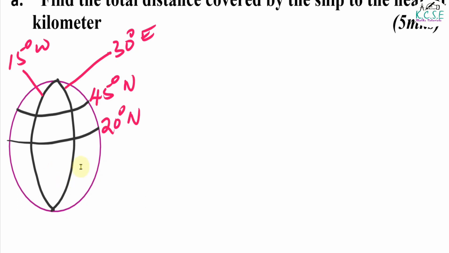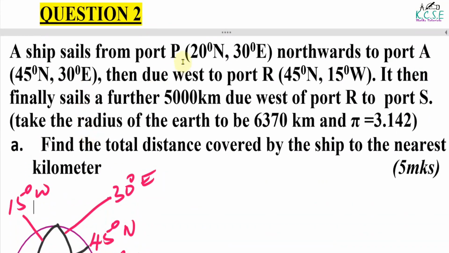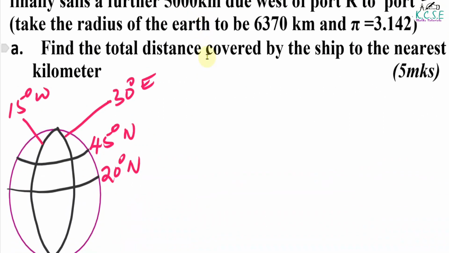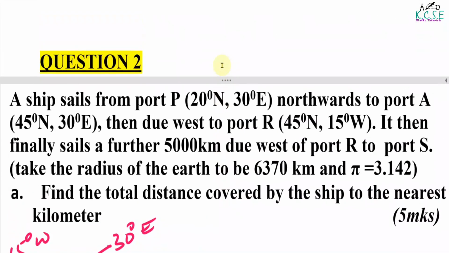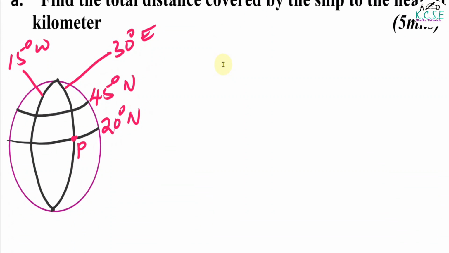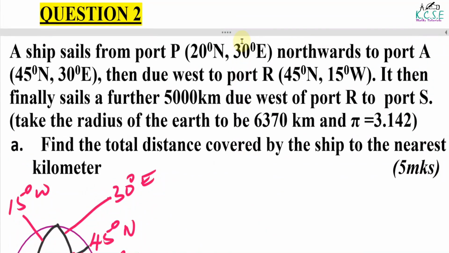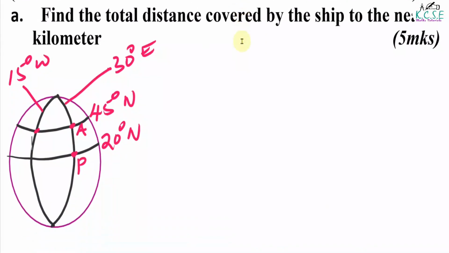So the position of point P is 20 north, 30 east. So this is P. Then point A is 45 north, 30 east. So it is here, point A. And then R is somewhere here. R is 45 north, 15 west.